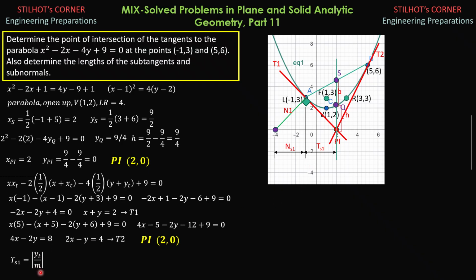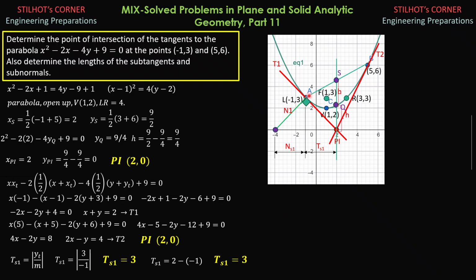So TS1 is yt over slope, absolute value. So it is 3 over the slope of tangent 1, which is negative 1. Negative coefficient of x divided by coefficient of y, negative 1. So it is equal to 3 over negative 1, absolute value, so that is 3. Another way, because we have found the x-intercept of tangent 1, which is at (2, 0), it is the x-coordinate at the right minus the x-coordinate at the left. So it is 2 minus negative 1. So it is also equal to 3.